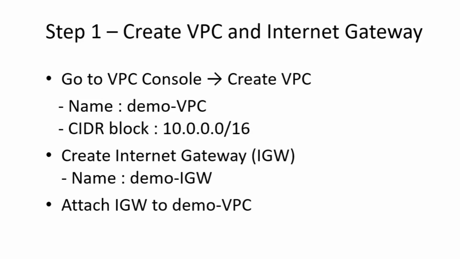Next, we need an internet gateway, which we'll name Demo IGW. An internet gateway is what allows resources inside the VPC to communicate with the internet. Without it, our EC2 instances and eventually our application load balancer would remain isolated and unreachable from outside. Once the internet gateway is created, we attach it to Demo VPC. Now, our network has a direct path to and from the internet, which is essential for testing our web servers and exposing the load balancer.